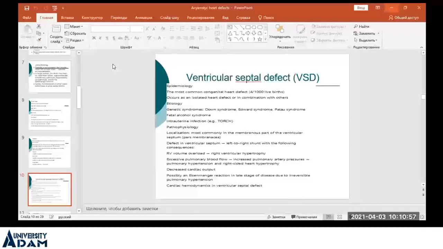The next defect is ventricular septal defect. The most common congenital heart defect, with 4 per 1,000 live births, it occurs as an isolated heart defect or in combination with others. Etiology: genetic syndromes such as Down syndrome, Edwards syndrome, fetal alcohol syndrome, and intrauterine infection such as TORCH infection.